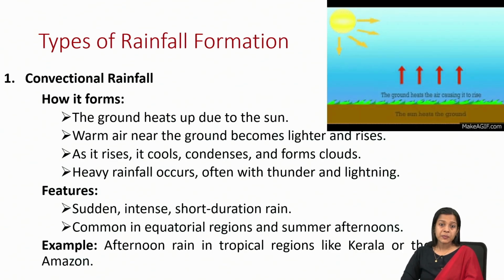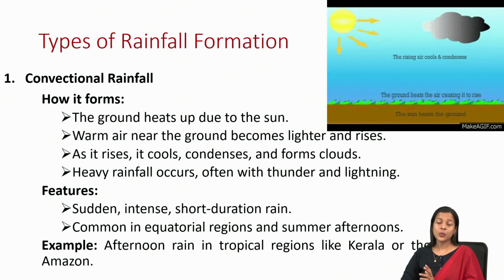Let's look into types of rainfall formation. First one is convectional rainfall. Convectional rainfall occurs due to heating of the earth's surface by the sun. Warm air becomes lighter and rises upwards. As it rises, it cools and condenses, forming clouds and rainfall. Characteristics include heavy rainfall, short duration, and thunderstorms. This type of rainfall is common in tropical regions.